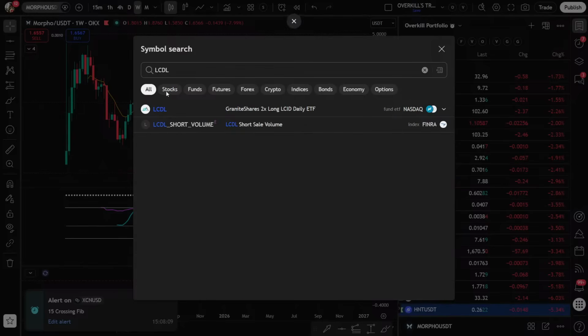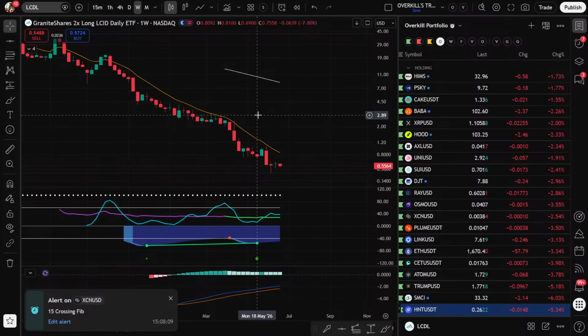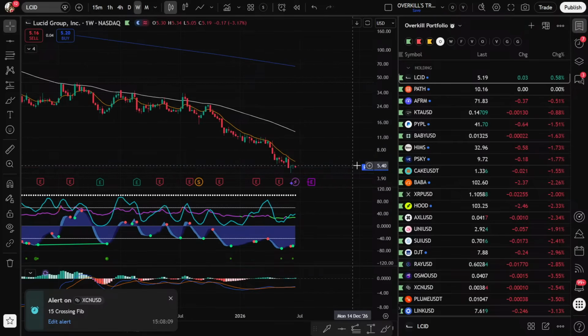LCID. Oh, this is the Lucid trade here. We did take a trade on Lucid at $6. It's down to $5. They got a big partnership with Uber. I'm still holding my position. Again, the dot is still green. We're still holding.